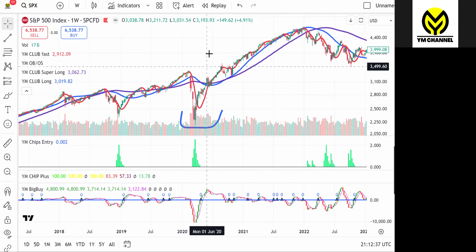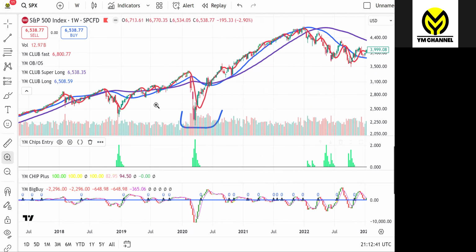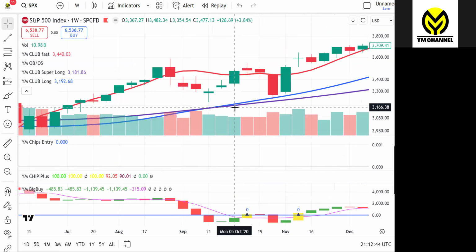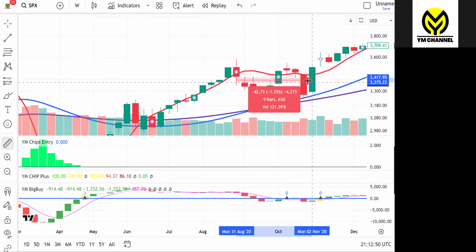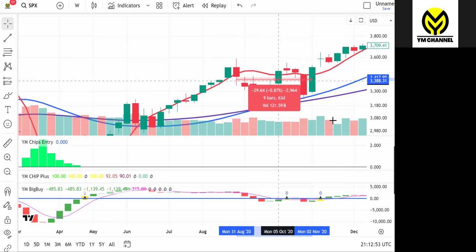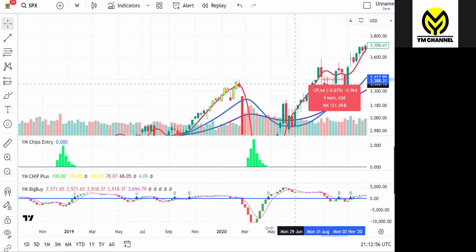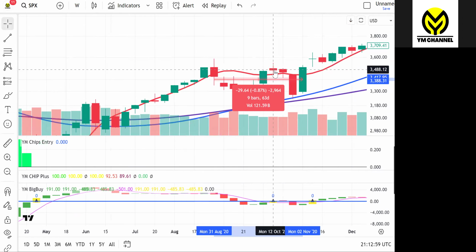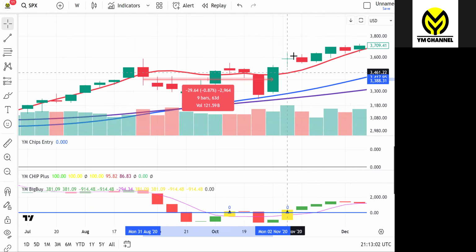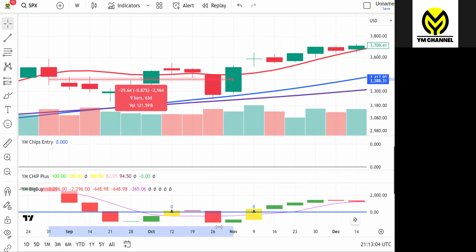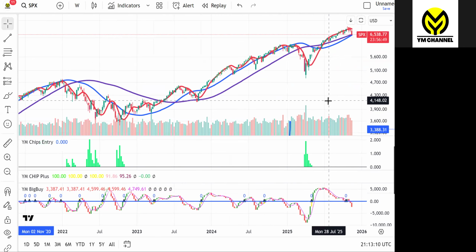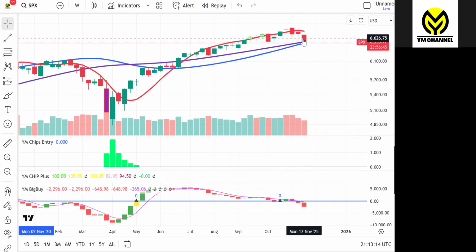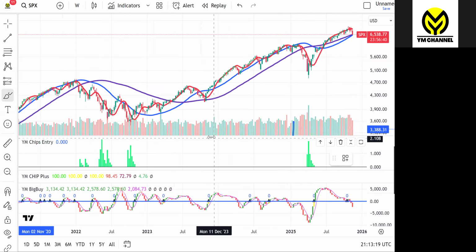This area right now is a W shape. Okay, this is a weekly chart. So I want to show you how long it lasts. This one lasts for 9 bars, which is 9 weeks. 9 weeks of this down and up to form a W shape, and then it goes up again. And right now, so far, how many weeks are we? 3 weeks.